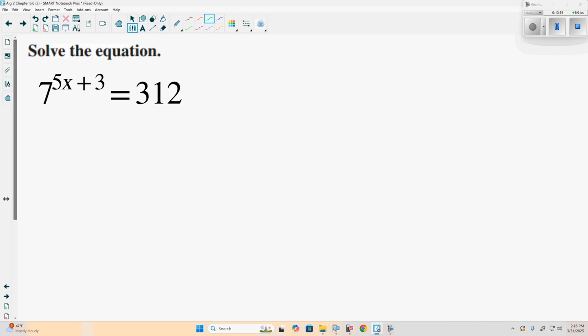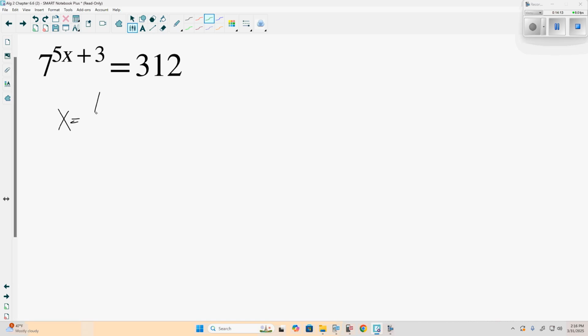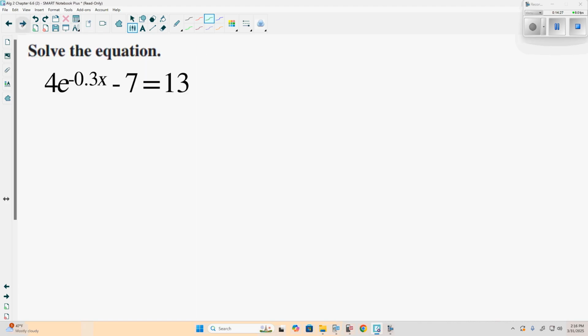I mean, there are some logs where the value works out to be a nice number. Not always, but sometimes it does. And if it does, we can reduce it. We can work with that. Questions on this here? Do we feel comfortable with these here? Do we need to see another one? Because if you work this out, it should be log base 7 of 312 minus 3, divided by 5, is what we should get. But if we do feel comfortable with these here, let's look at this one.